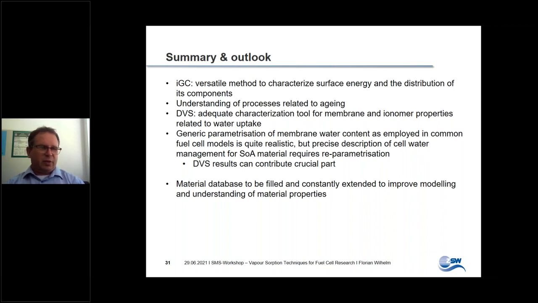The DVS is an adequate characterization tool for membrane and ionomer properties related to water uptake. As we could see, the generic parameterization of the membrane water content as commonly employed in fuel cell models is not so far from reality, let's say, maybe better than could be expected if you take into account that these values were measured beginning of the 90s with material which is 17 times thicker than material today. And of course, also the chemistry is different.